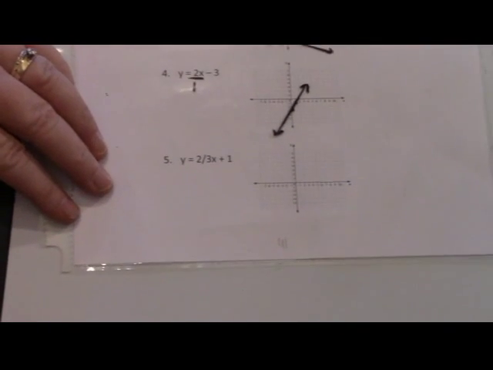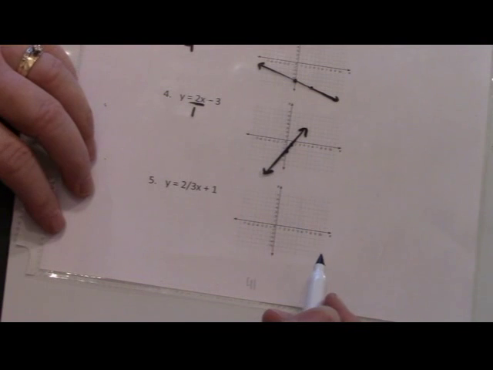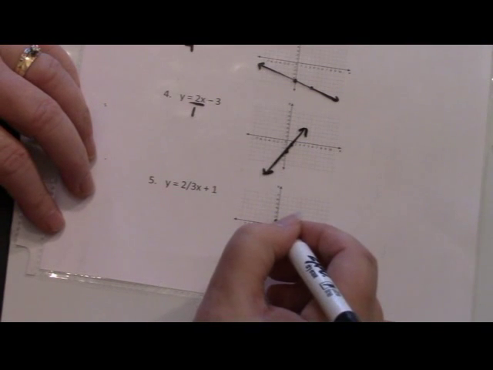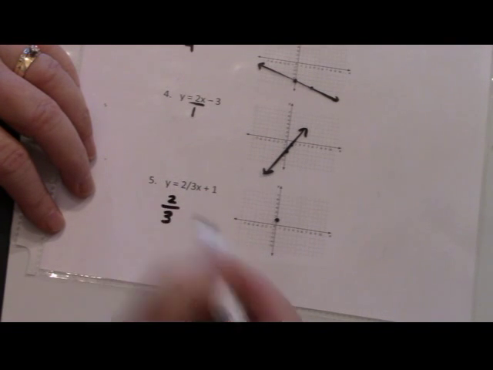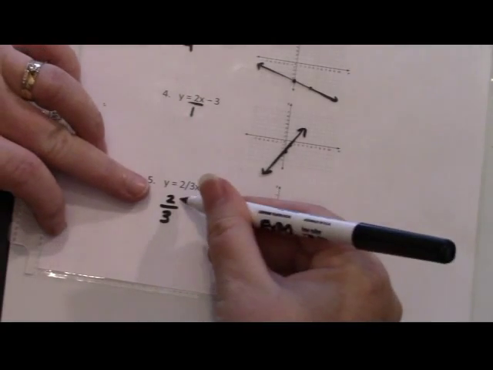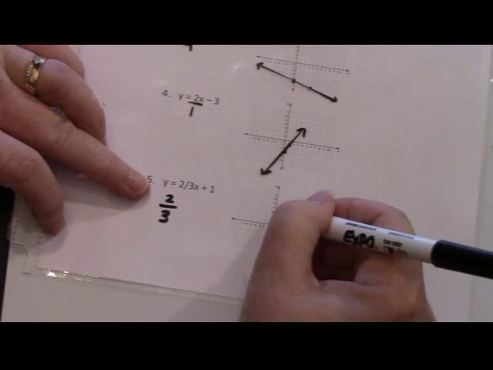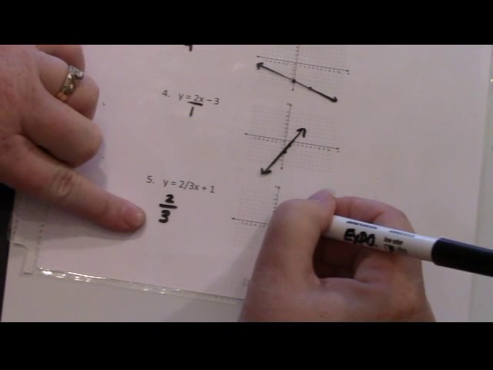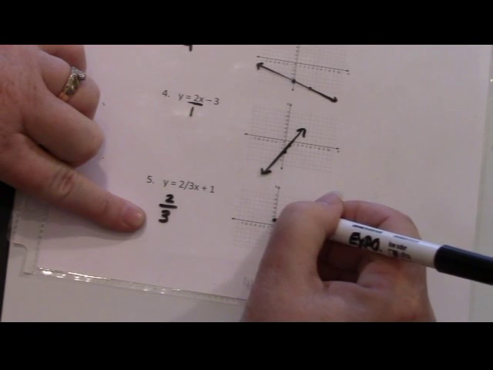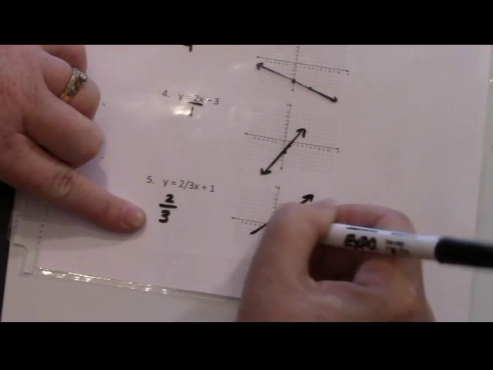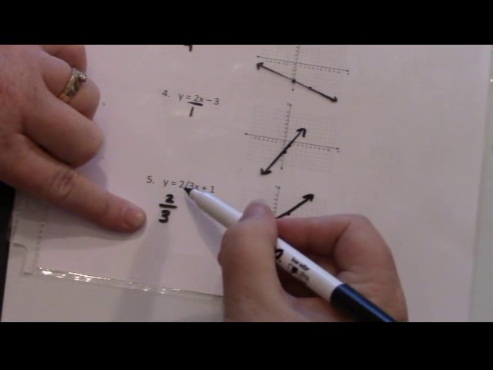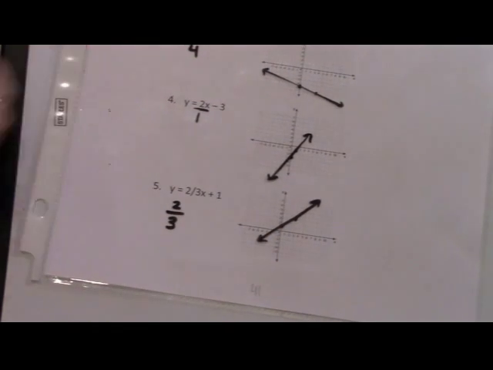Our last example together. Start at the end. +1. Put my point right there. What's my slope? 2/3. Do I have to do anything? No, I already have my rise and I have my run. I've got my 2 pieces. I'm ready to fly. Up 2 because it's a positive number. 1, 2. To the right 3 because that's a positive number. 1, 2, 3. Connect them, and there is my line. Positive number, positive slope, line going up and to the right.